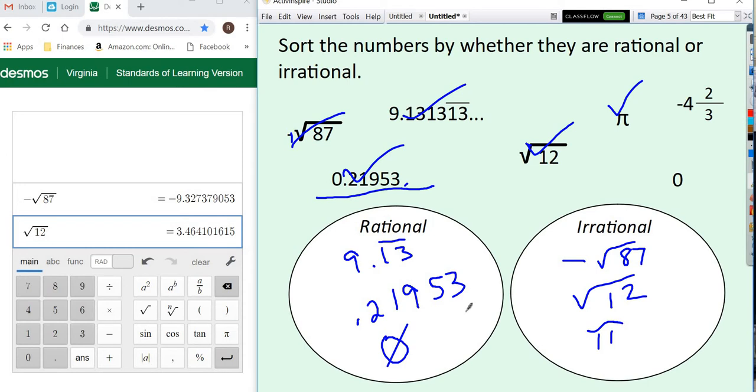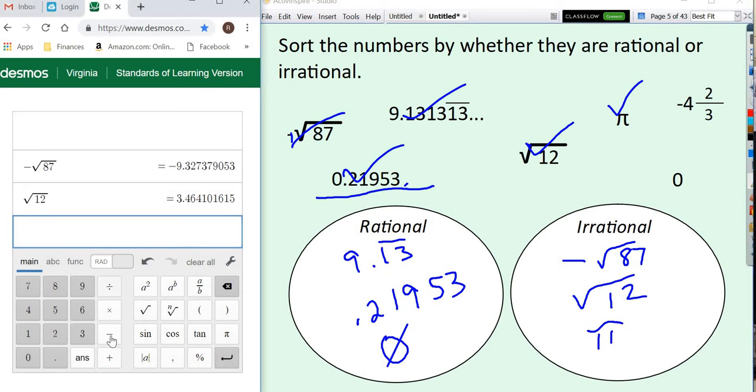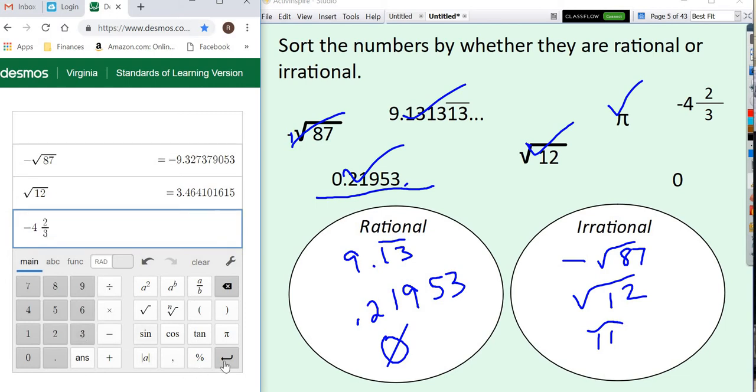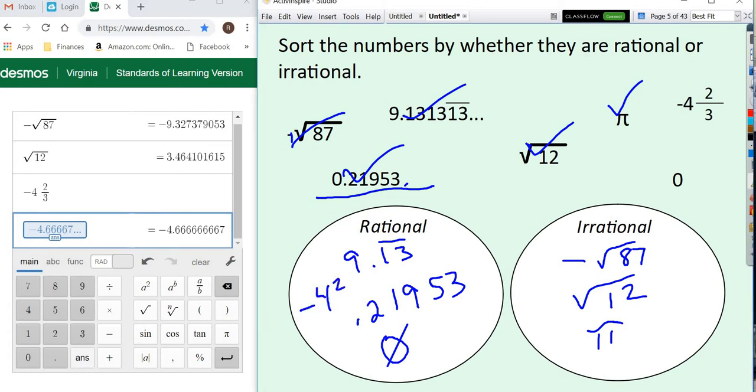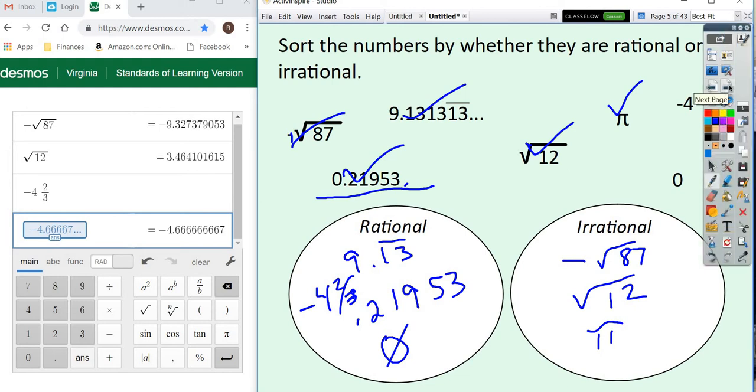And then we have -4 and 2/3. So -4, and then we're going to space, and we're going to put in 2 divided by 3. And we're going to see what that gives us. We're going to go to the next line, and we're going to click answer. It gives us a repeating decimal, which would make it rational. So -4 and 2/3 goes under rational. Irrational is a decimal that goes on forever without repeating and without any type of pattern and without stopping.